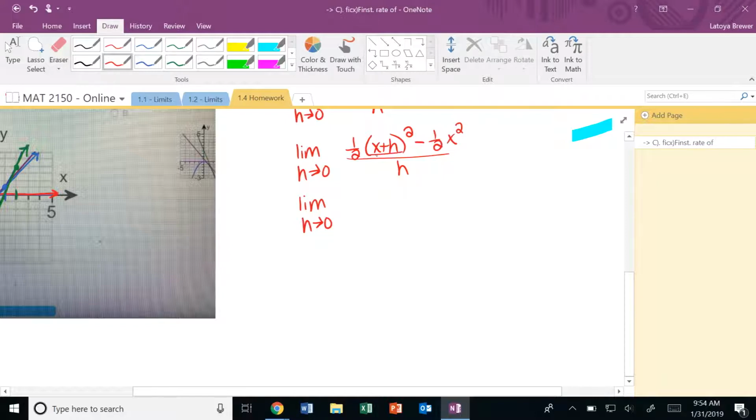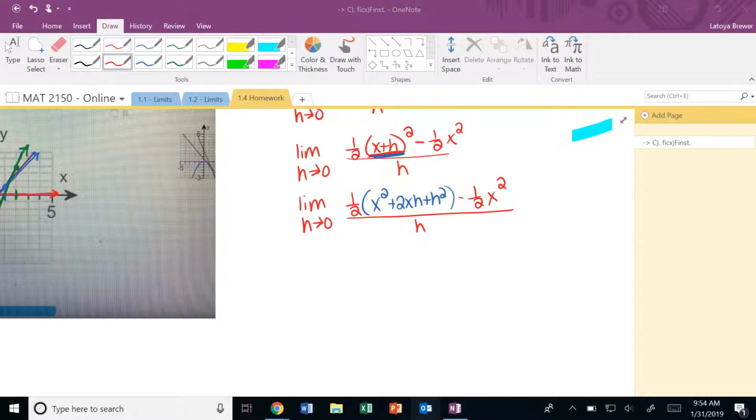And what I'm going to do is square that x plus h. Maybe I should do it in blue so you guys can follow me. That would leave me with 1/2, and if I square x plus h, that gives me x squared plus 2xh plus h squared. If you don't believe me, just pause the video, multiply x plus h times x plus h, and check me, make sure I'm correct. Drop down that 1/2 x squared, divide everything by h.